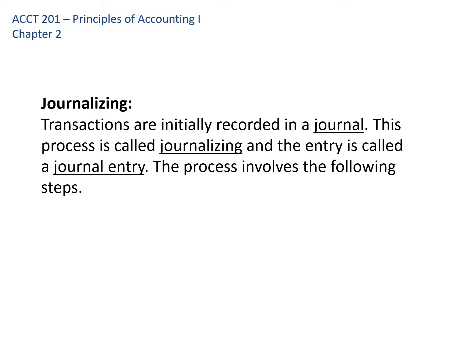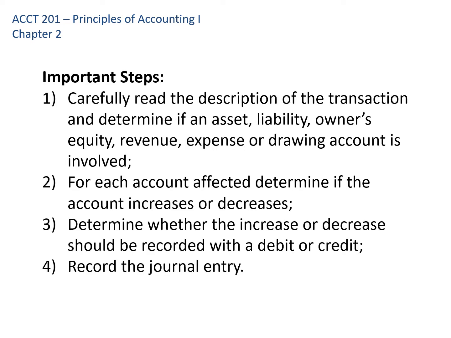We record transactions in something called a journal, and the process is called journalizing. I'll show you an example in a minute, and each transaction is going to be represented by a journal entry. The first step in journalizing is to read the description of the transaction and determine which of the categories is being affected: asset, liability, owner's equity, revenue, expense, or drawing accounts.